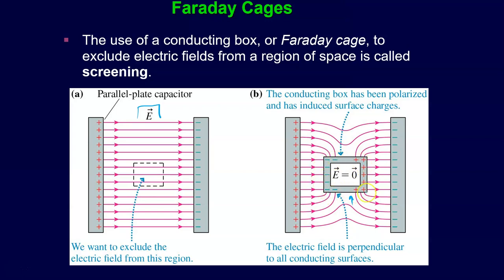It arranges its charges in such a way that the electric field inside this cavity has to be zero. And so it's a way for us to exclude electric fields from a region of space, and this is called screening. So if you want to have some space where there's no electric field, you put a conductor there to screen it. And this conductor is sometimes called a Faraday cage.